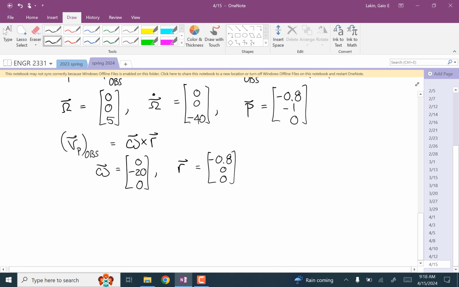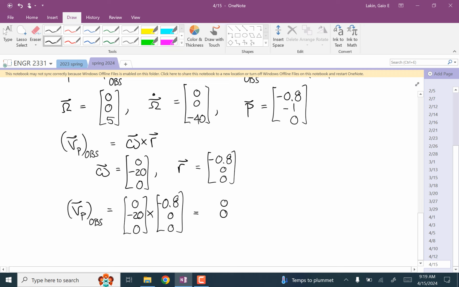And so the velocity of P observed is equal to 0, -20, 0, crossed with -0.8, 0, 0. And so that is 0, 0, -16.